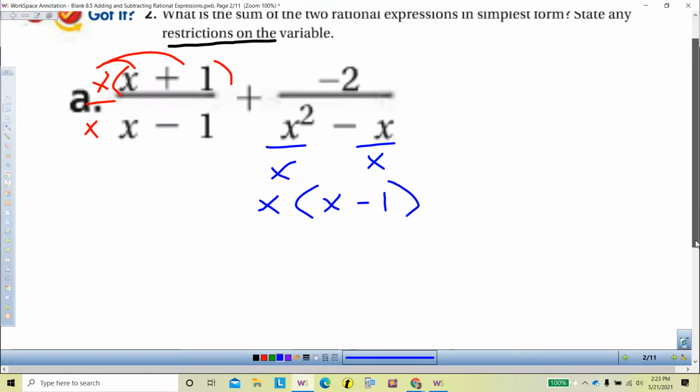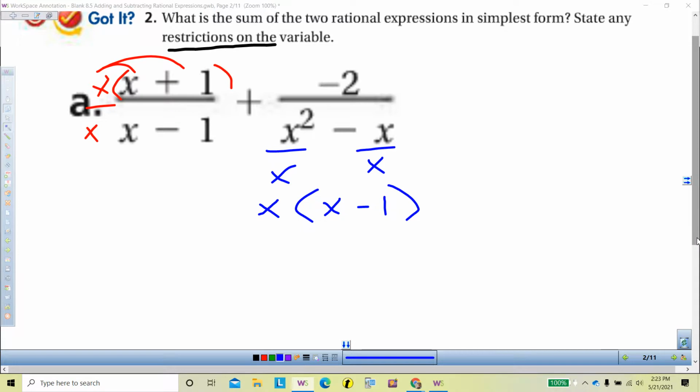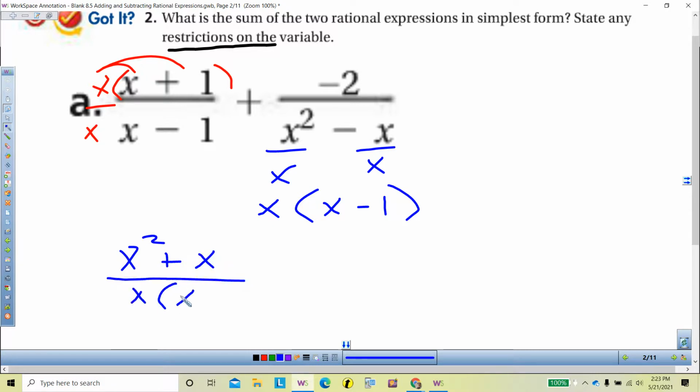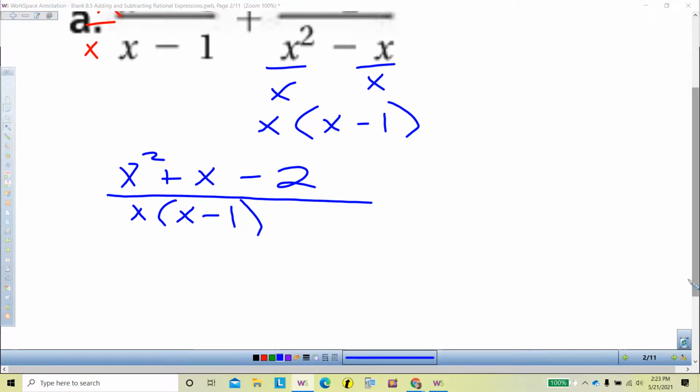Wait, so for the bottom, is it just like that x parentheses? Exactly. Yep. So this numerator will be x squared plus x over x parentheses x minus 1. And then I just have the minus 2 here as well. And now we do domain. So what's domain? All reals except 0 and 1, right? Because we set x equal to 0 and x minus 1 equal to 0.